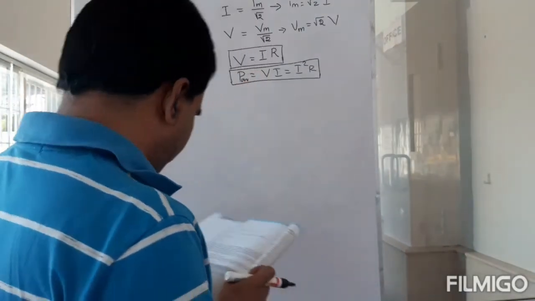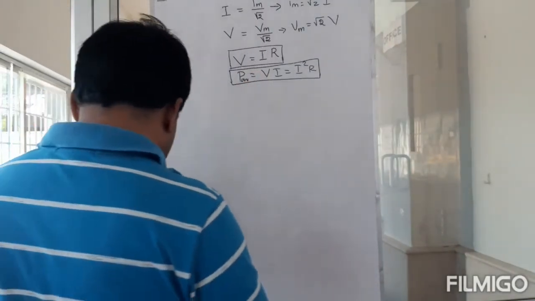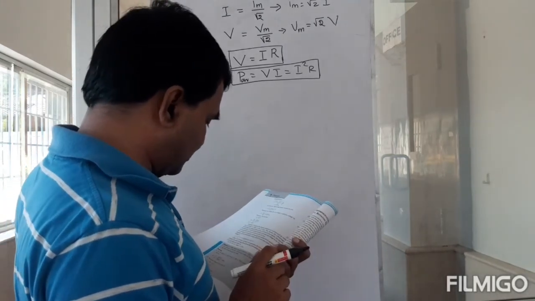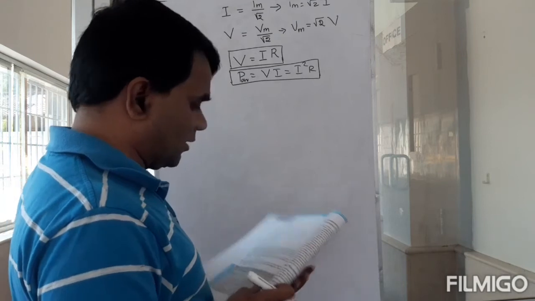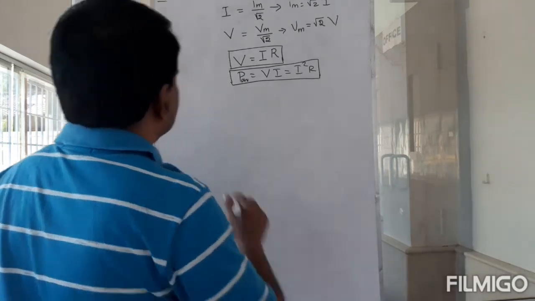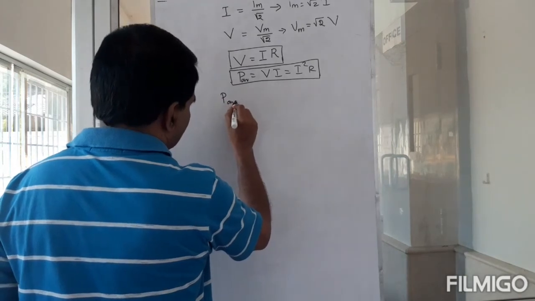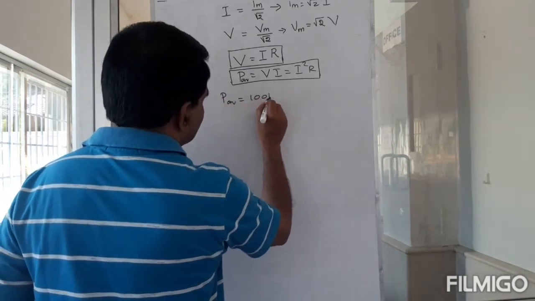Okay. The point is, there is a light bulb rated at 100 watts for a 220 volt supply. Find the resistance of the bulb. Well, that's easy again. So what is the power? Power is average power, he said. Power is average, it's 100 watts.